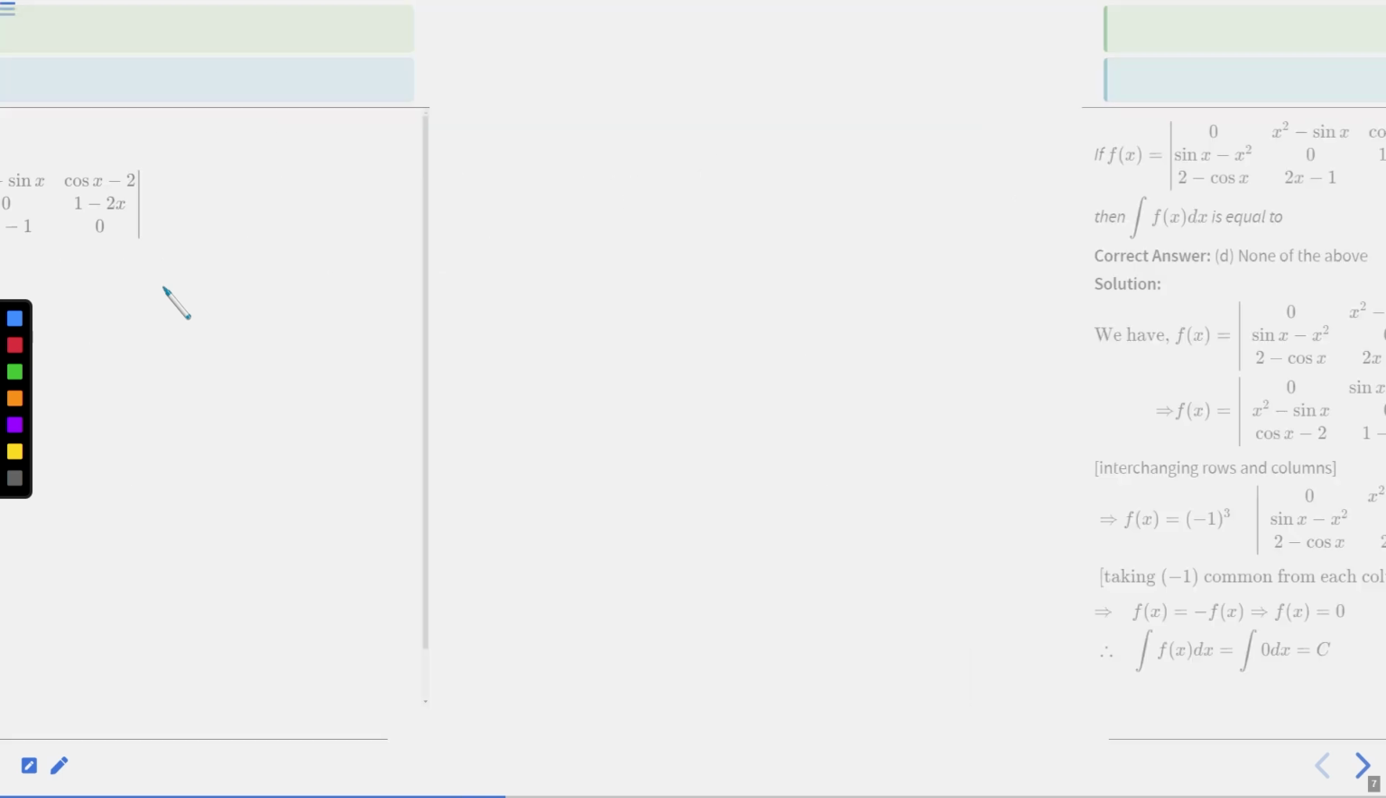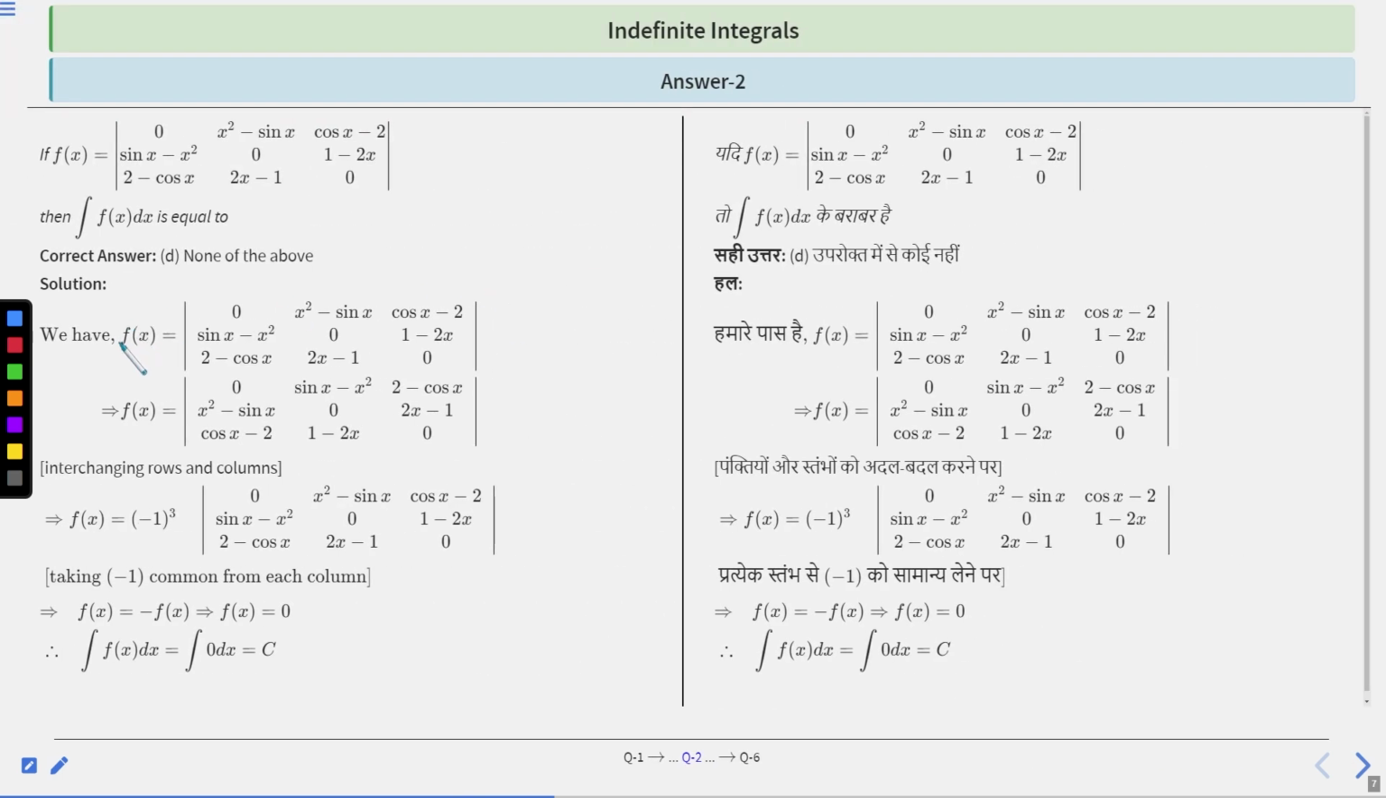Okay, let's move to the solution part C. As we have discussed, f(x) is basically the determinant of 0, x square minus sin x, cos x minus 2; sin x minus x squared, 0, 1 minus 2x; 2 minus cos x, 2x minus 1, and 0. So, if you interchange rows and columns, then f(x) will be the same. We make columns as rows and rows as columns, right?